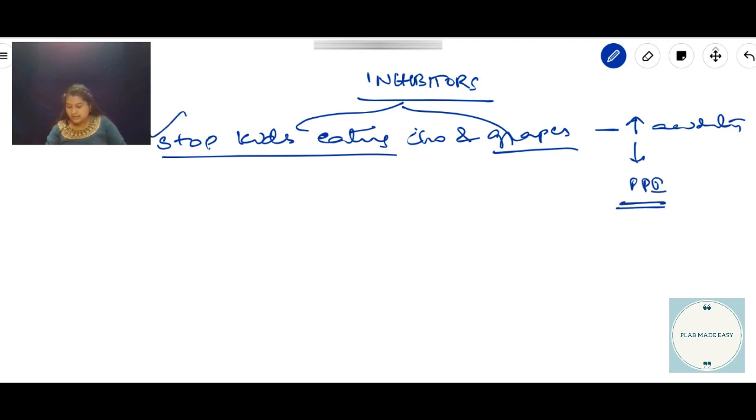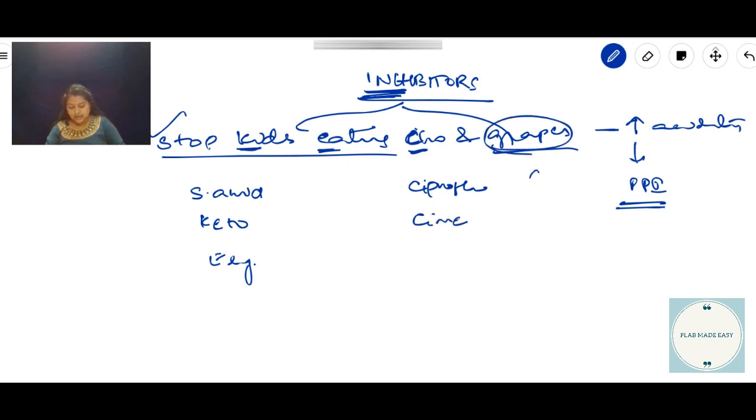Now stop stands for sulfonamides. Here in the name itself there is one drug, INH, an anti-tuberculosis drug. And next, ketoconazole. E for erythromycin. C for cholesterol, that is ciprofloxacin and cimetidine. Grapes, as in cranberry products, will also inhibit the P450 system in increased amounts.